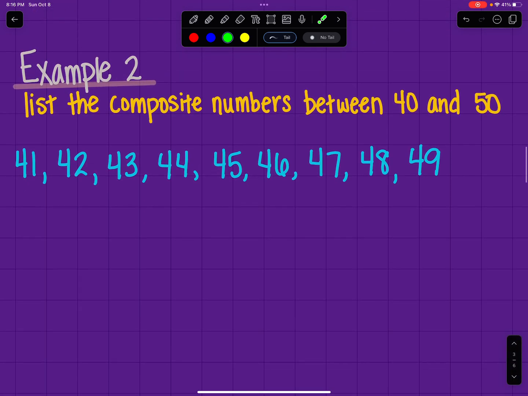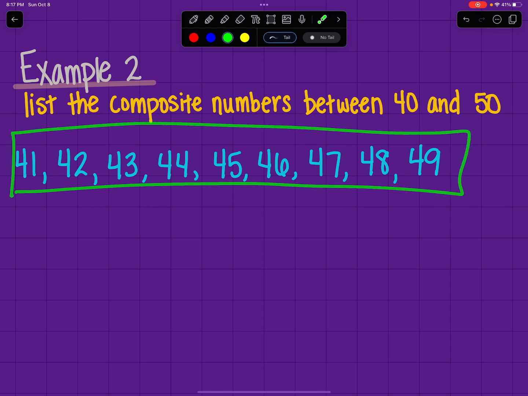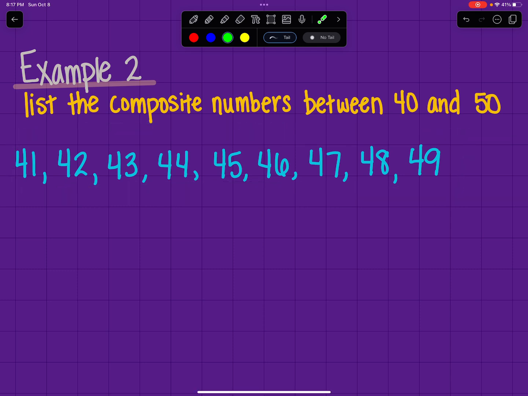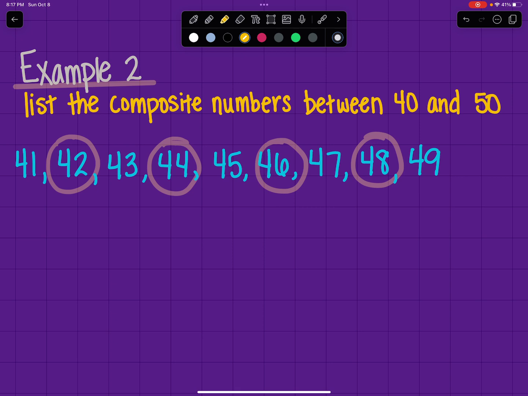All right, let's jump into example 2. Now they want us to list the composite numbers between 40 and 50. So I'm just going to list those out. I started with 41. I ended at 49. Any number that is divisible by a number besides 1 or itself has to be a composite number. So that means all the even numbers on this list are composite because they're divisible by 2. So let's go ahead and circle all the even numbers. Those are all composite numbers because you can divide them by 2.